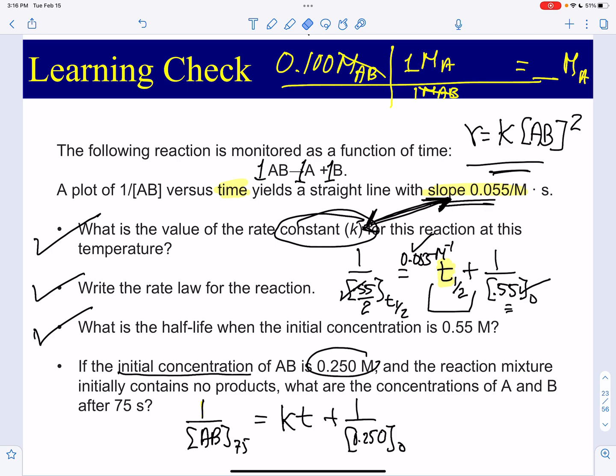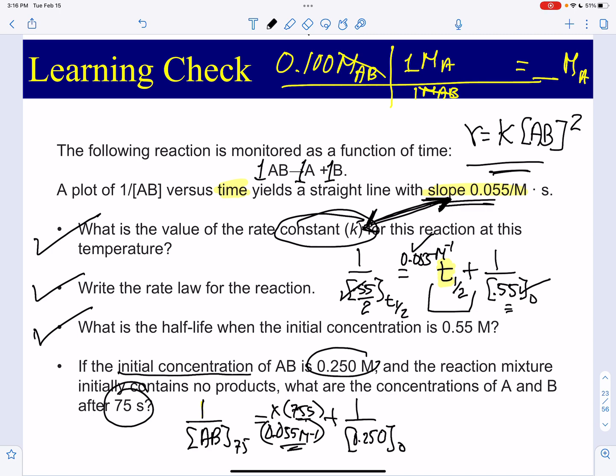Do I know the k? Yes, I know the k. The k is 0.055 over molarity, or M to the minus 1. Do I know the t? Yes. It's telling me that the t is 75 seconds, so multiply by 75 seconds. So I'm multiplying this times this.